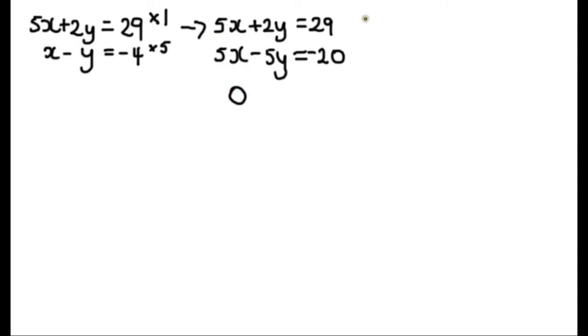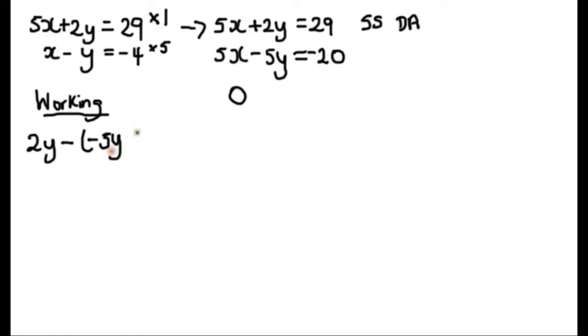Another way to remember this is when the signs are the same, and the signs are the same here, positive 5x, when the signs are the same, subtract, and when the signs are different, add. And so we're subtracting again. So just do some working over here. So you have 2y subtract minus 5y equals.